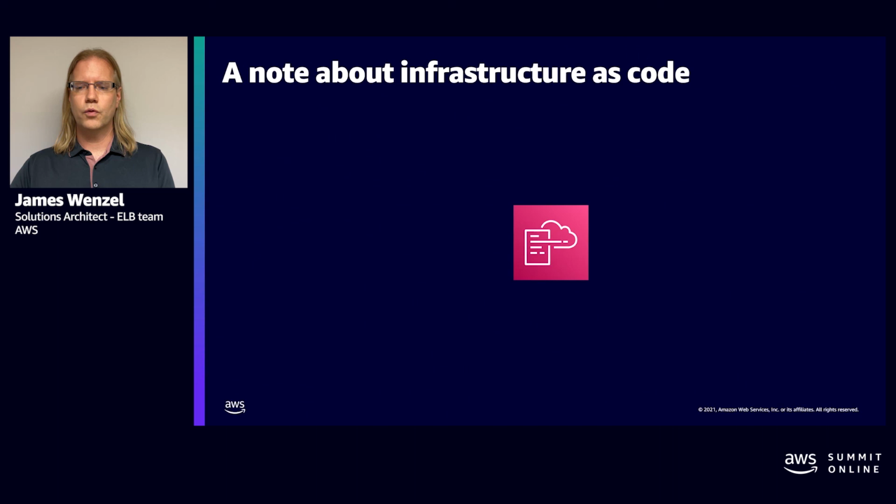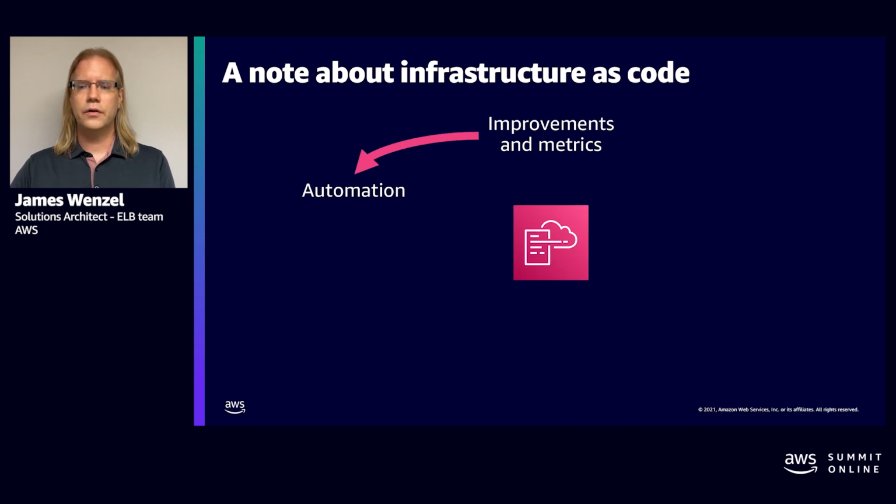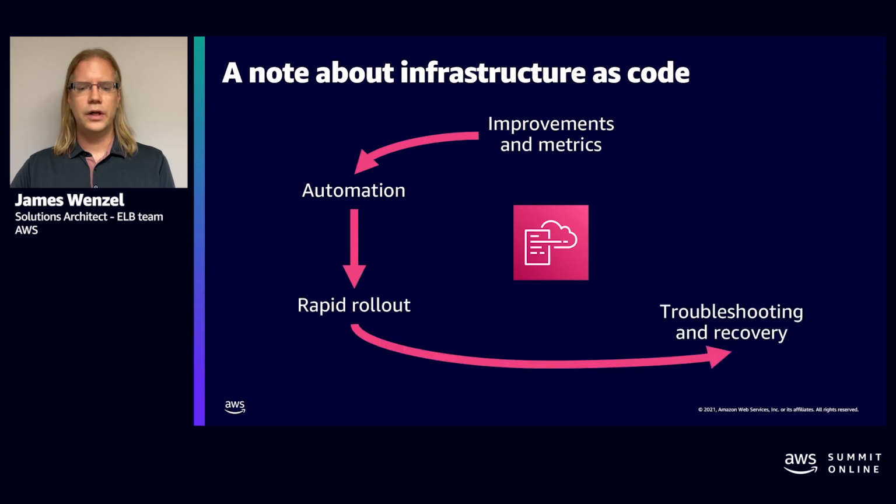It allows you to do rollbacks quickly, and it allows you to do adds, moves, and changes quickly. So whenever you make any type of improvements, you can actually record those, and then you can add it to your automation to do the rollout for the creation of these things. This allows for things like rapid rollout, and then you can also, again, troubleshoot and recover quicker. Once you do that, you can capture all that metrics and things in your lessons learned, and then go back in and improve your cycle.